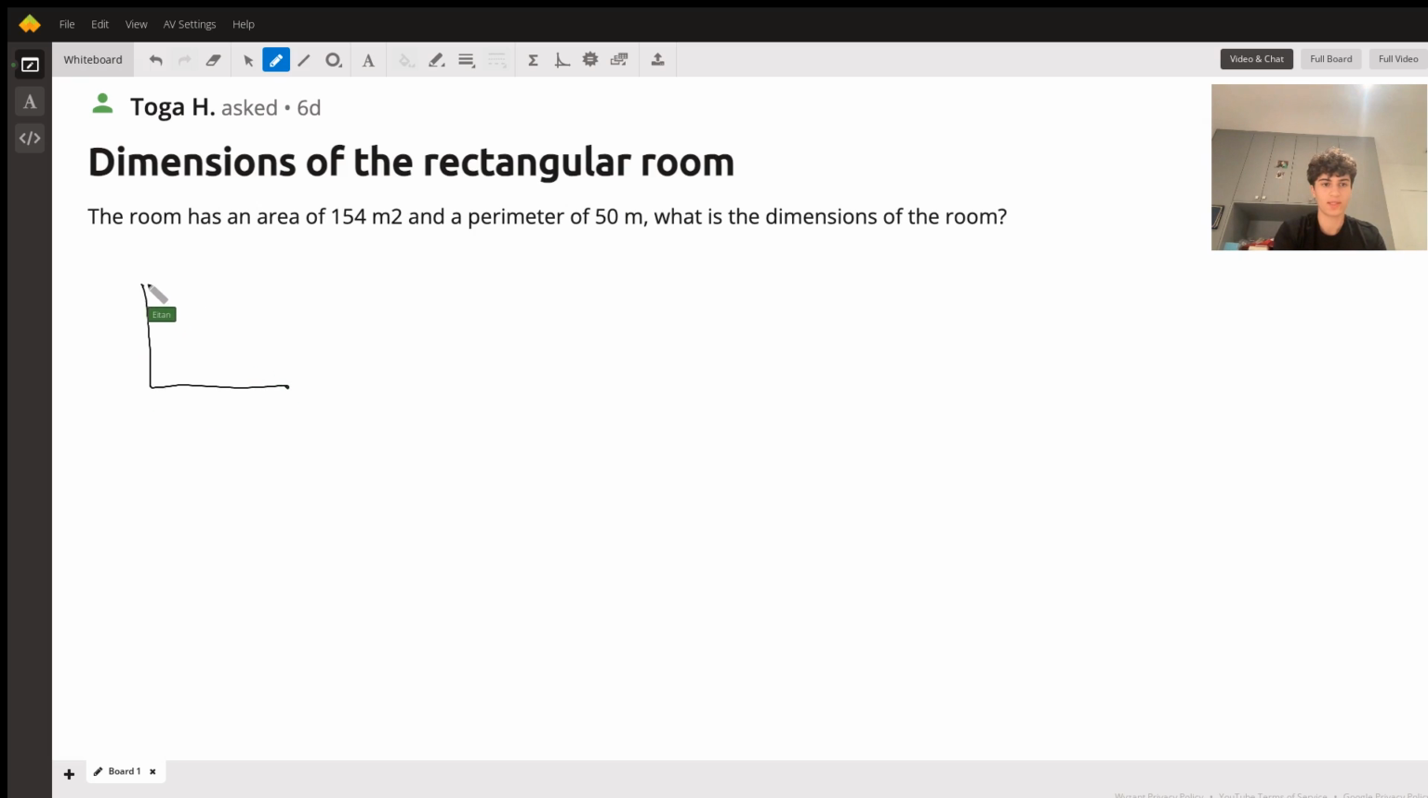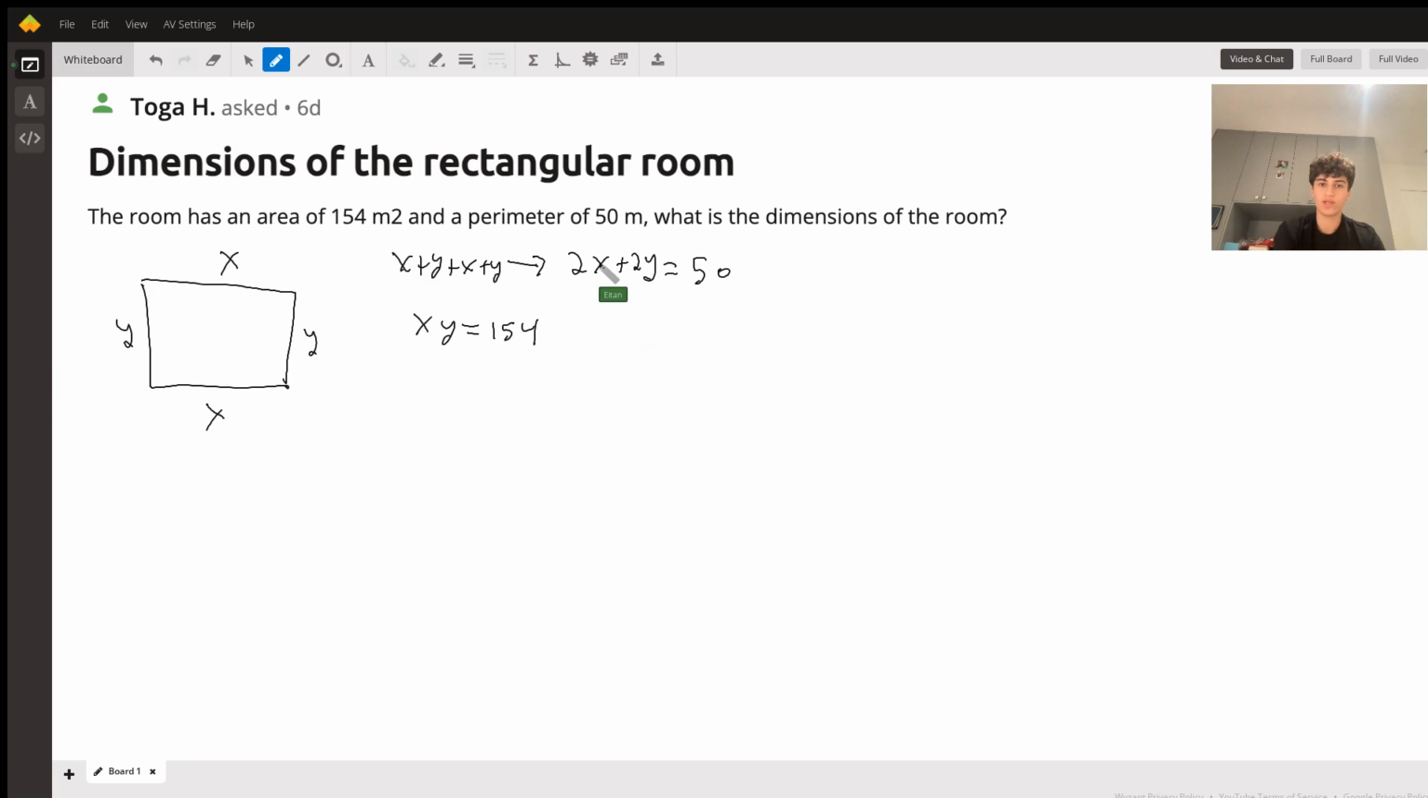So we have this rectangular room, and we're going to have a y value and an x value as its length and width. And so we know that this side is also equal to y, and this side is also equal to x. And we know that the perimeter function is all these sides added together. So in this case, that would be x plus y plus x plus y, which is the same thing as 2x plus 2y. And the area function is going to be x times y. So we know that 2x plus 2y is 50, and that x times y is 154.